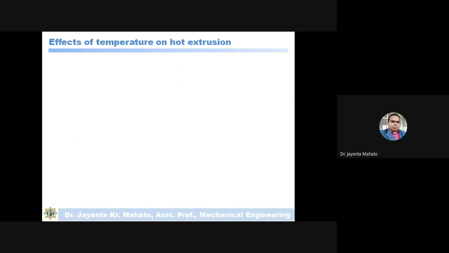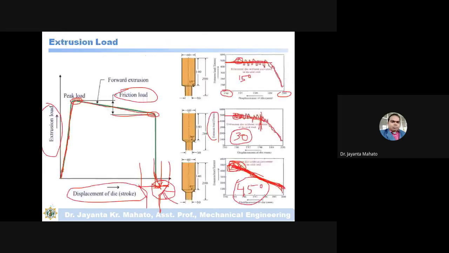Now effect of temperature on hot extrusion. Clear? Is it clear? Yes sir, it is clear. Okay.